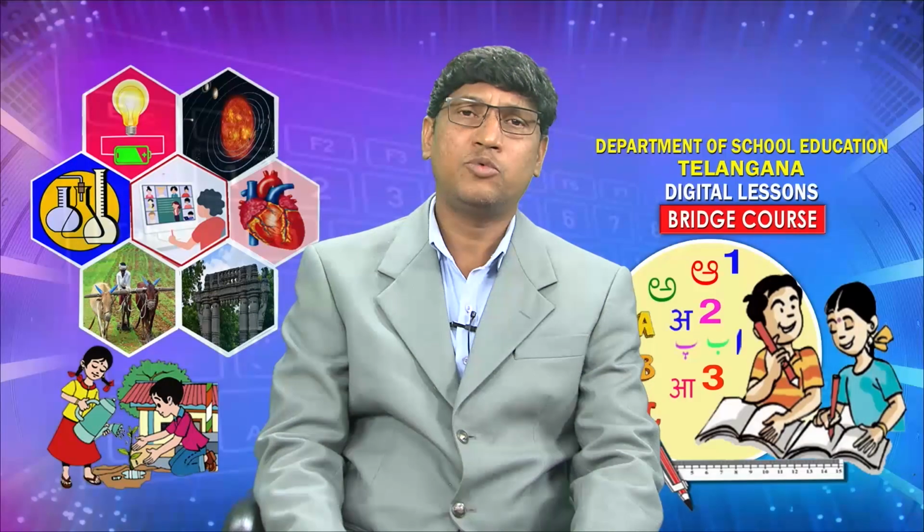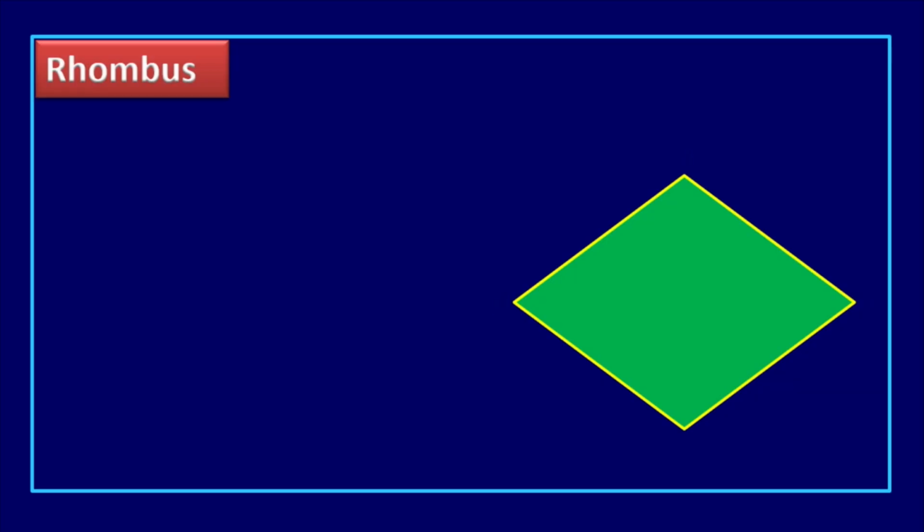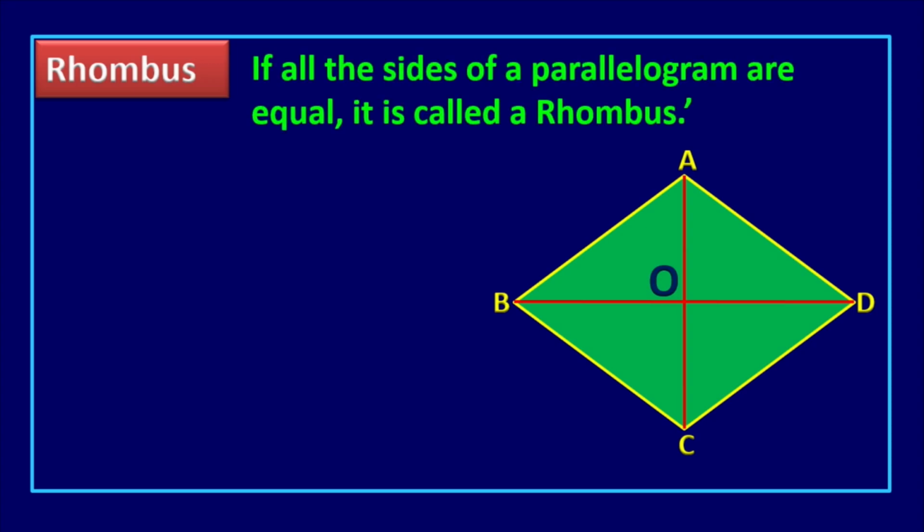So children, let us learn about the area of rhombus now. So consider the rhombus shown on your screen, children. In a rhombus, all the sides are equal, isn't it, children? So here ABCD is a rhombus, and if you notice BD and AC are its diagonals intersecting at O. So here how do we define a rhombus? If all the sides of a parallelogram are equal, we say it is a rhombus.